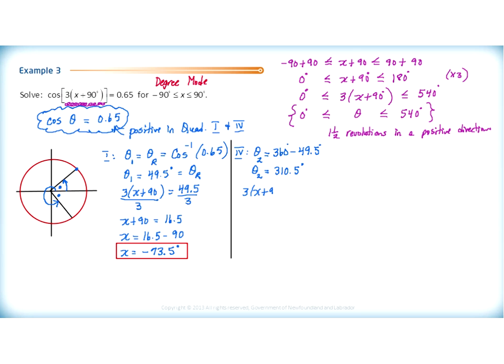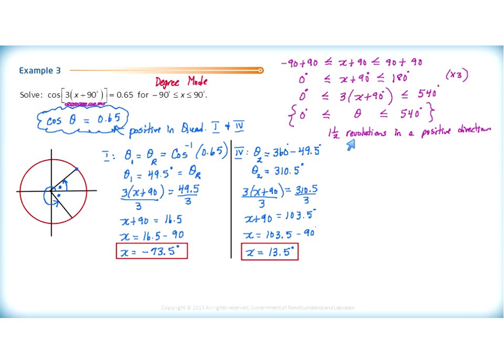We need to replace theta with 3 times x plus 90 is equal to 310.5. Dividing both sides by 3, we have x plus 90 is approximately equal to 103.5 degrees. Subtracting 90 from both sides of the equation, we have x is equal to 13.5 degrees. And this is another value that satisfies this equation. So that takes care of the first rotation around the unit circle.